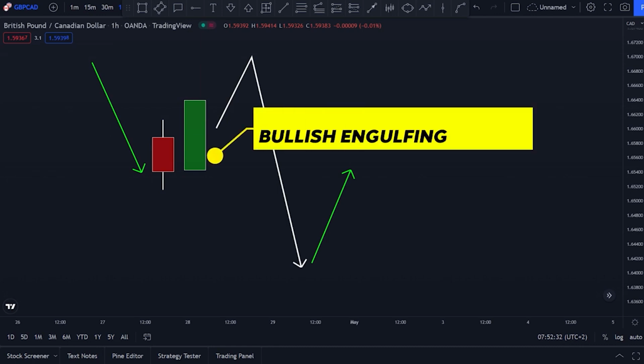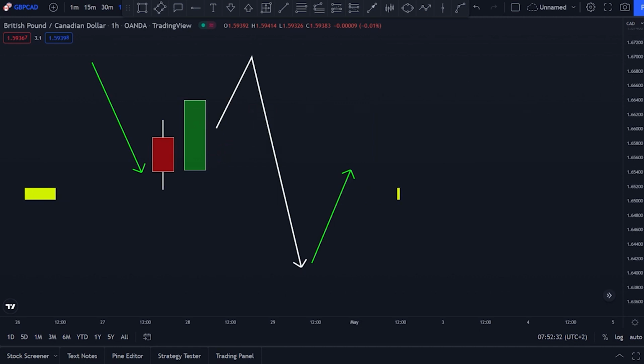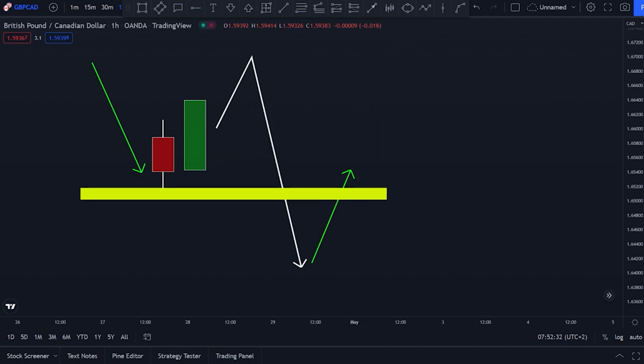Step 1. Identify a bullish engulfing candle. Step 2. Identify that price has broken the low of the engulfing candle. Step 3. We will wait for the market to come and retest the close of the bearish candle.